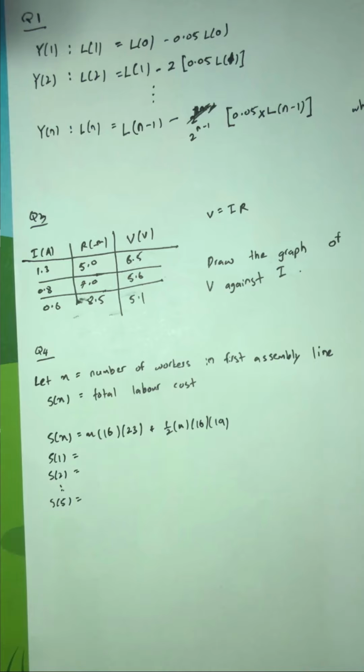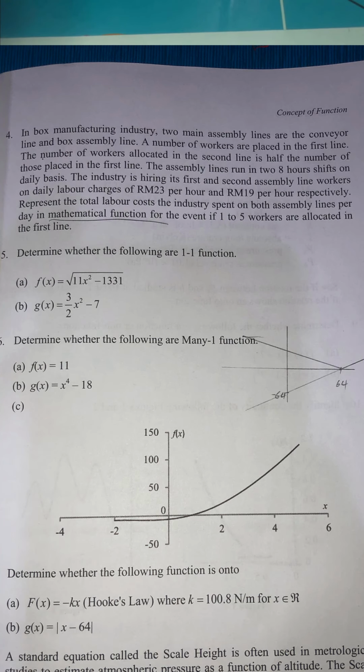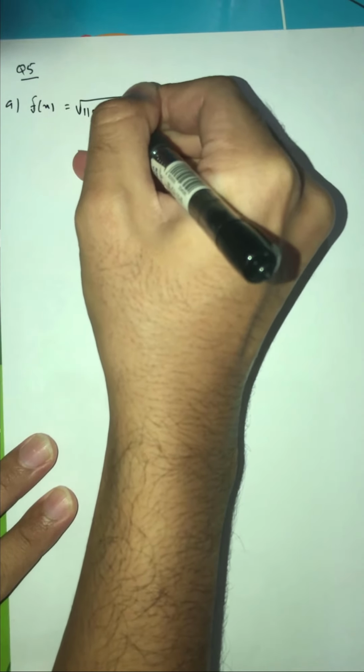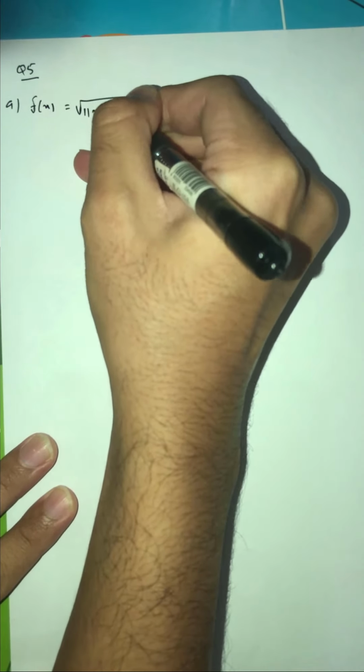Now let's move on to question 5. Question 5 asks us to determine whether the following given equations are one-to-one functions. The first equation is f(x) equal to 11x squared minus 1331. If you recall from your lecture, to determine whether a function is one-to-one, of course you can draw the graph, but if you don't want to draw the graph, you need to equate this equation to this equation, but replace x with x1 on one side and x2 on the other side.